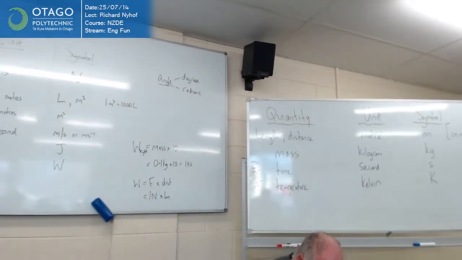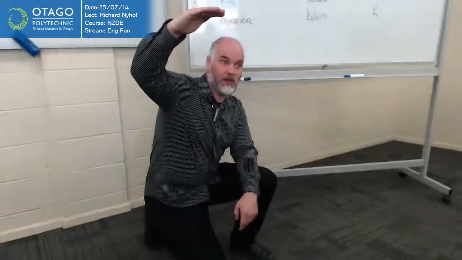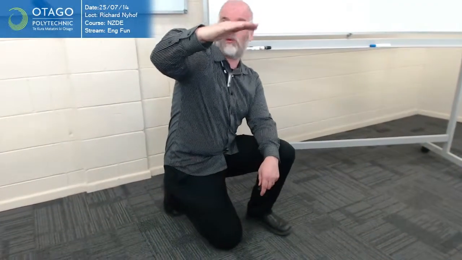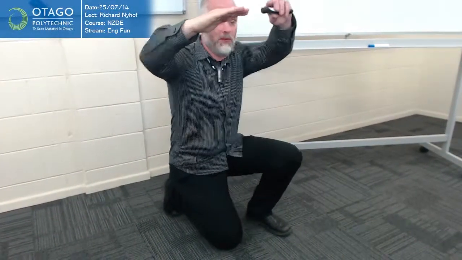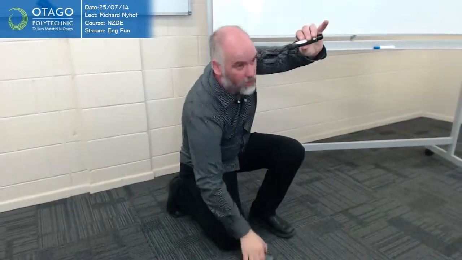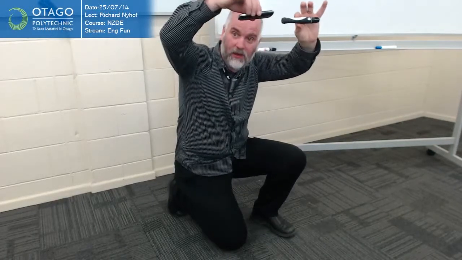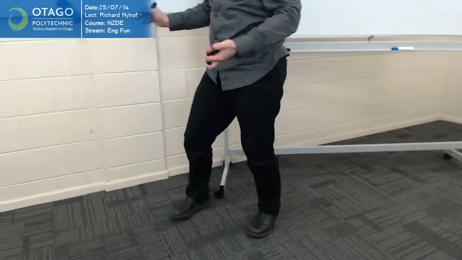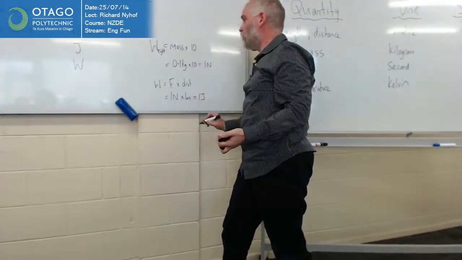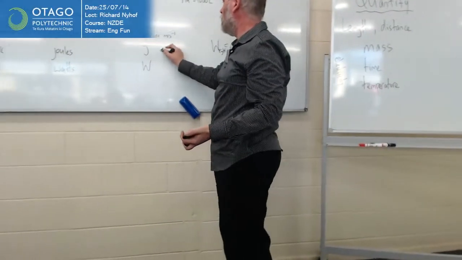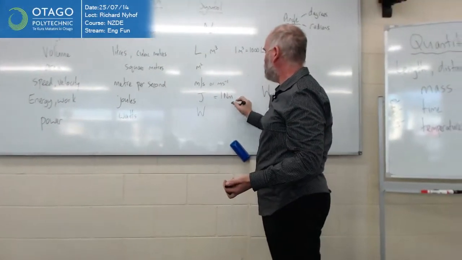So the floor is down here, 1 metre is about here somewhere, I guess. It's about 1 metre, roughly. So if I do this, I've just done 1 joule of work. So 1 Newton, 100 grams, through 1 metre is 1 joule. So 1 joule is 1 Newton metre.